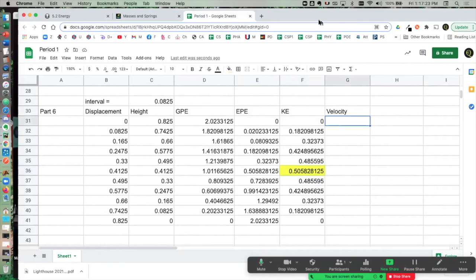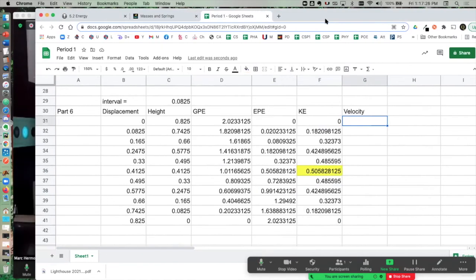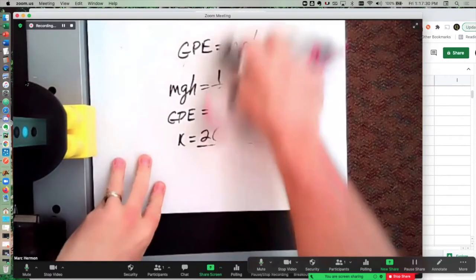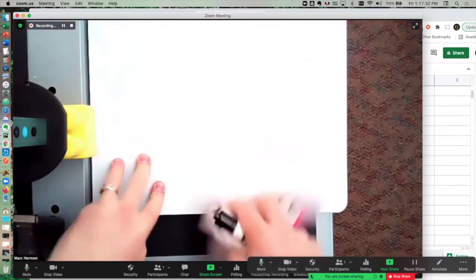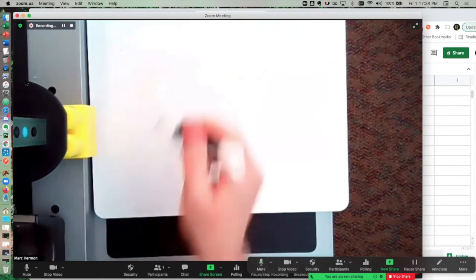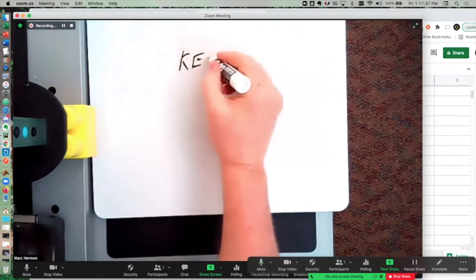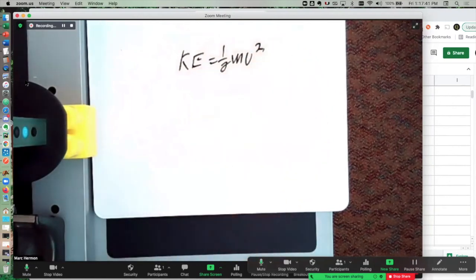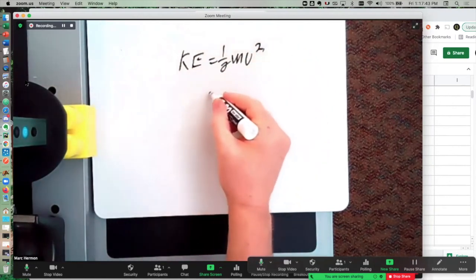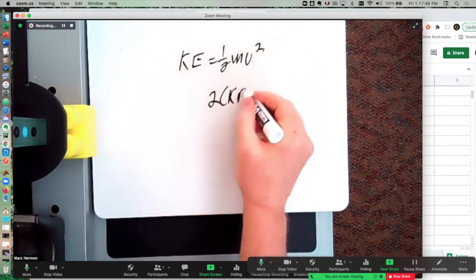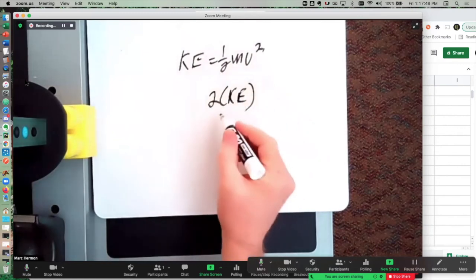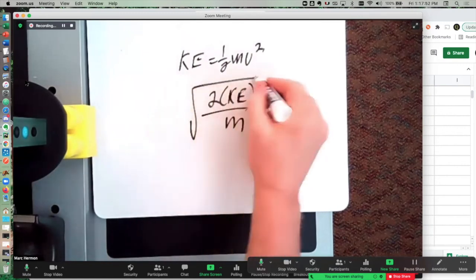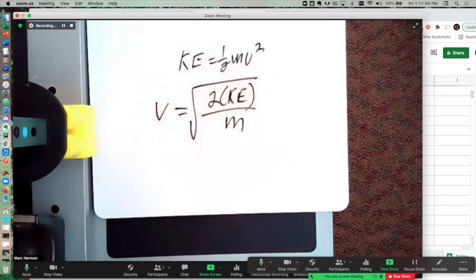How do I find the velocity now? Now we're going to your equation. How do we find the velocity? What's the equation for kinetic energy? 1/2 mv squared. We want to solve for the velocity, right? So we're going to take 2 times whatever the kinetic energy was, right? And we're going to divide by the mass. And then we're going to square root that. And that'll be our velocity.